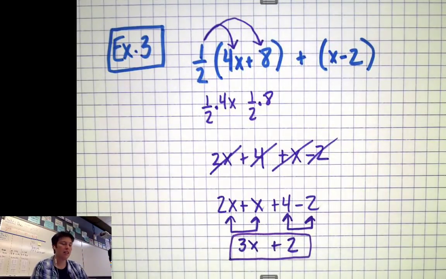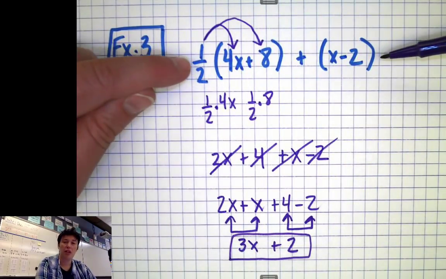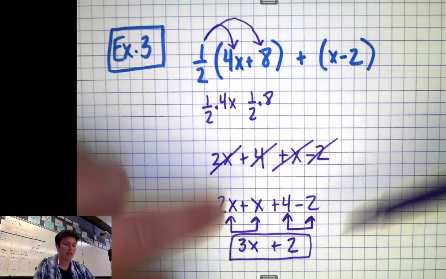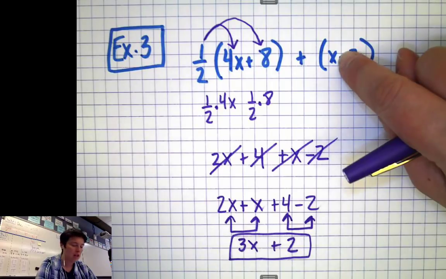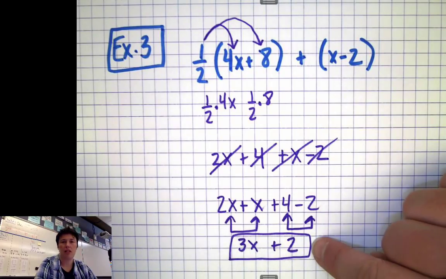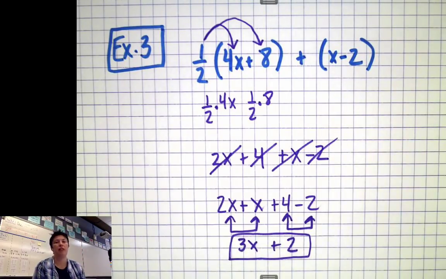Now mathematically, this big messy thing we started with is exactly the same as this thing down at the bottom. It's just that this is really messy up top, and this is really short and clean and nice. So that's the whole process of simplifying.